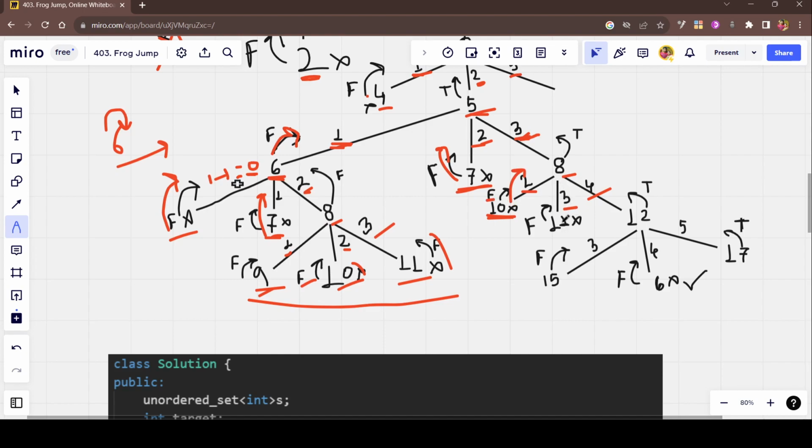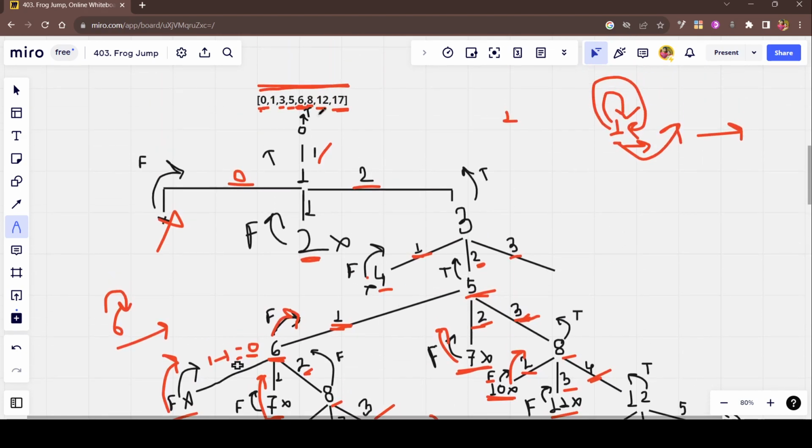And 8 plus 3 is 11. 11 is also not present in the array. That means we have no stone in our 11th position. So return false, because from 8, if you take a 3 unit jump, you are on 11 and you are in water. So better to not take this jump. Now you can take a 4 unit jump. 8 plus 4 is 12.